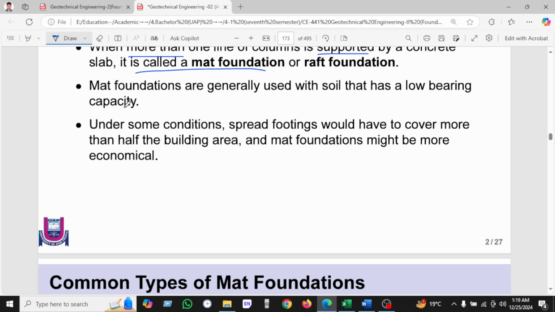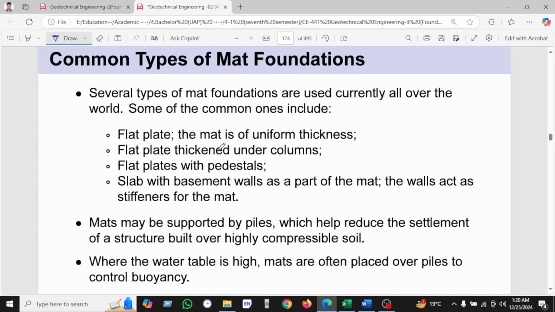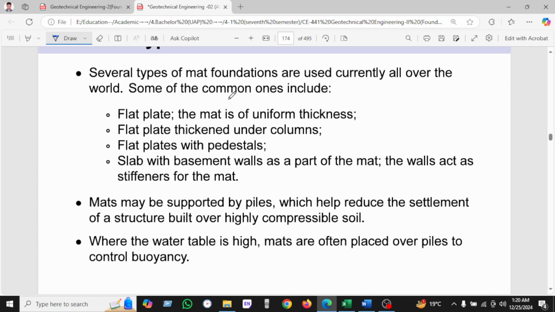Mat foundations are generally used in soil that has low bearing capacity. Under some conditions, spread footings would have to cover more than one half of the building area, and a mat foundation might be more economical. Here are several types of foundation currently used around the world: flat plate, a mat of uniform thickness, flat plate thickened under the columns, flat plate with pedestals, and slab with basement wall as part of the mat.